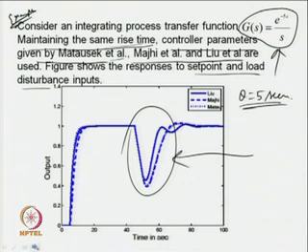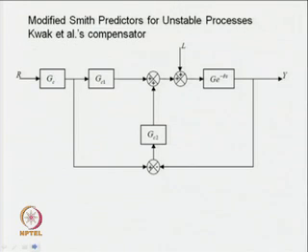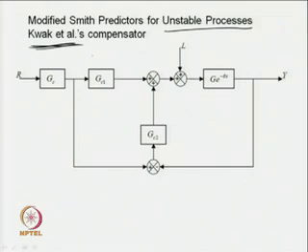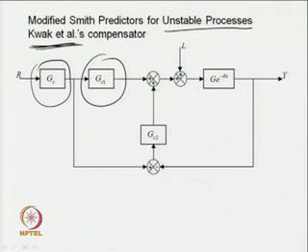Those are used for unstable processes with long dead time. Kwak et al. have proposed a modified Smith predictor for controlling unstable processes with long dead time. They use 3 controllers G c, G c 1 and G c 2. Of course, I cannot say this is a modified Smith predictor and controller. So, they have proposed a compensation scheme where they use 3 controllers, but the controller designs are not straightforward.